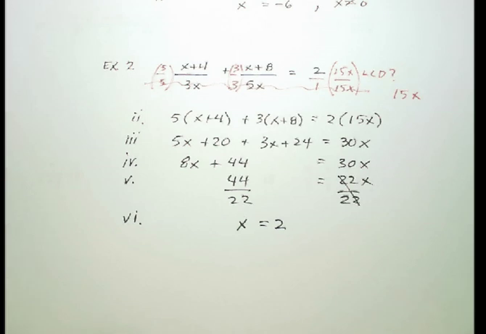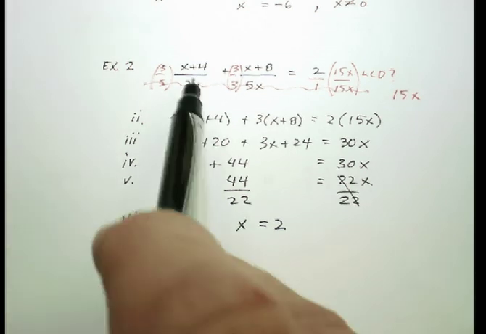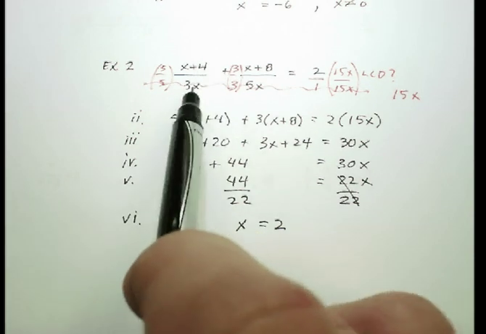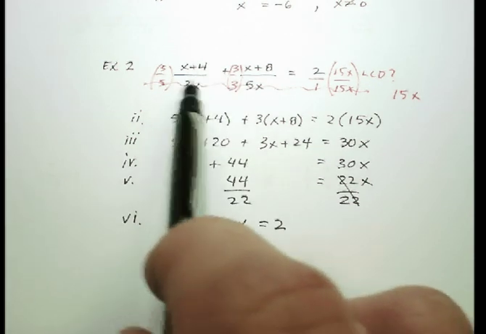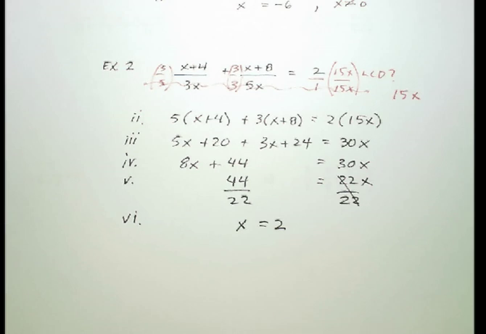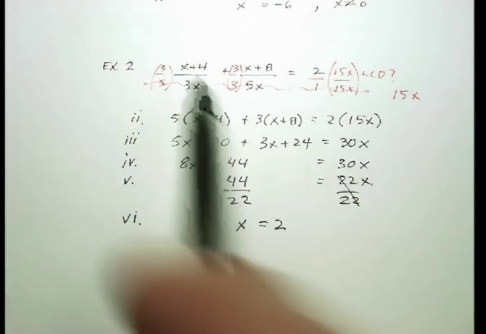Now again, go back up and find the restrictions. Remember what a restriction is. A restriction is whatever number I put in for the x that will make a denominator equal to 0. In this case, it's pretty easy.